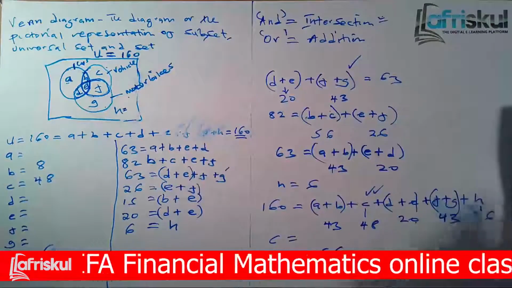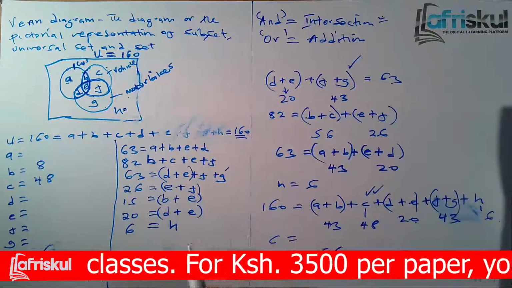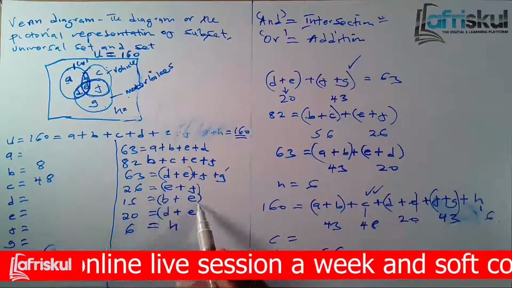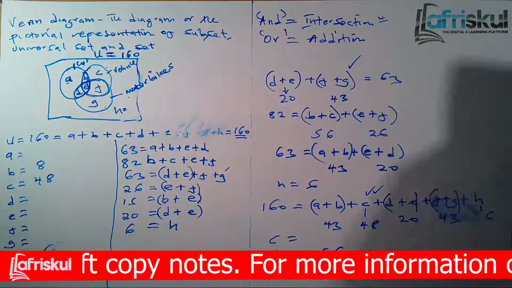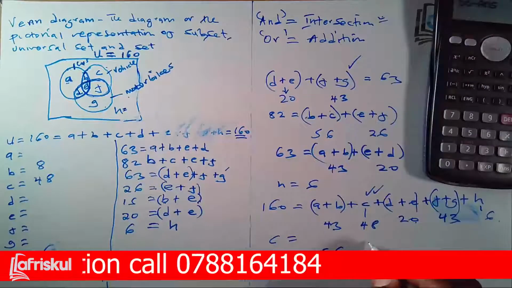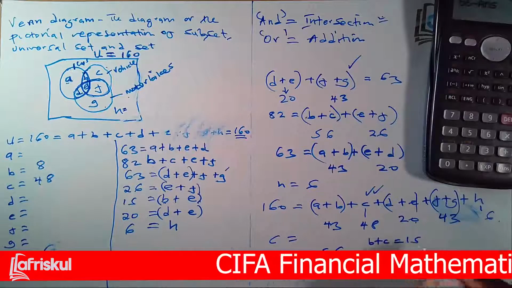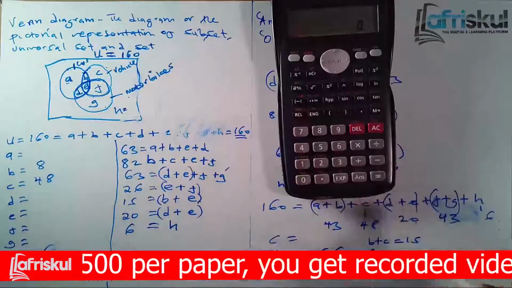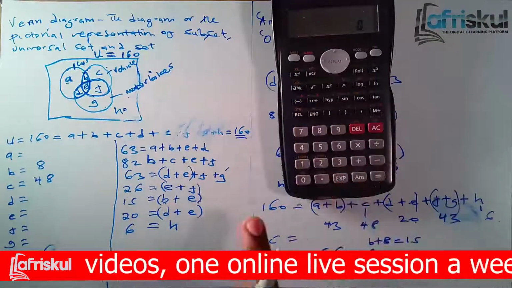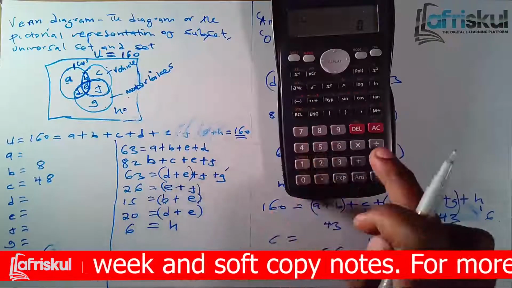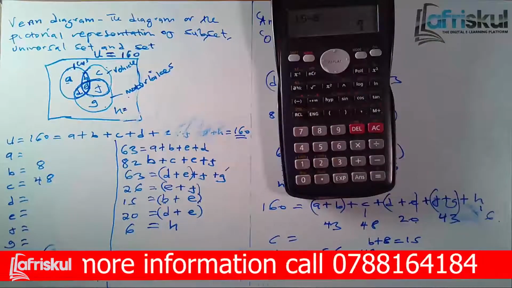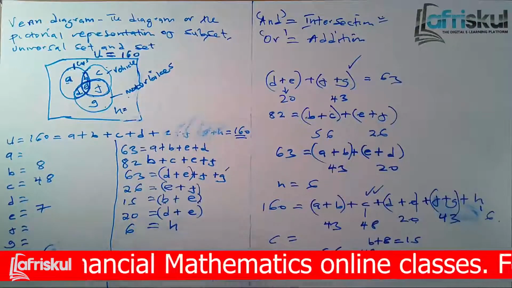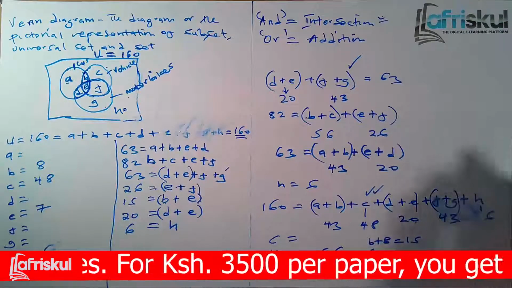Therefore, after getting B, you can also get something else. We have BE. BE is 15. B plus E is equal to 15. Therefore, B is 8, so our E will become 15 minus 8. Therefore, our E is 7. When you have gotten E, you can get many unknowns.